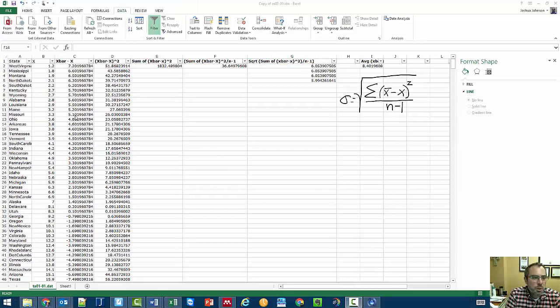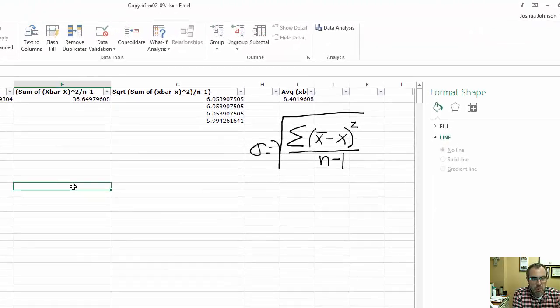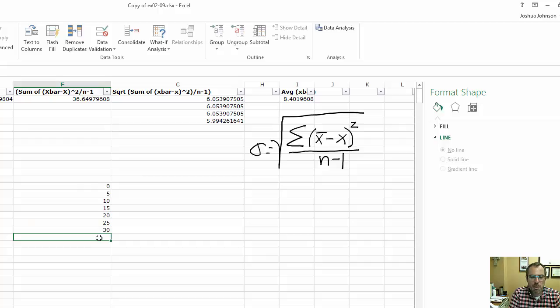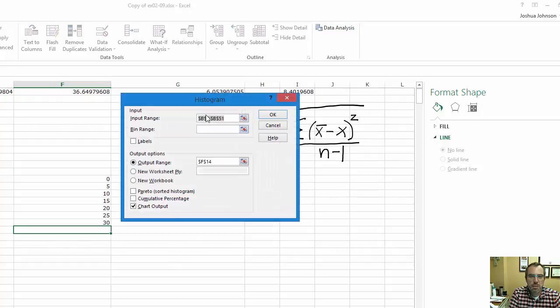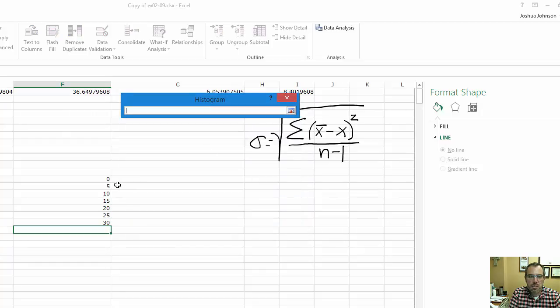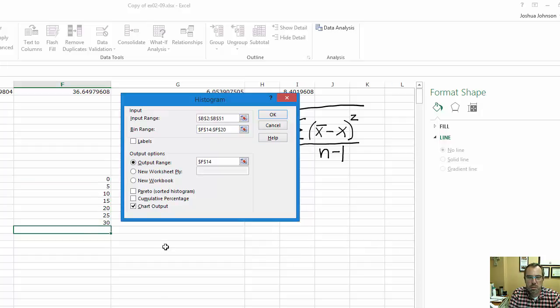All right, so now I just want to show you the graph of this, and instead of just using the regular one, I'm going to define bins. I want bins of 5, just to kind of keep it easier to see. So I've got 0 to 30. That's going to be the bins for my histogram plot. So I'm going to go over to data, data analysis, histogram. Say okay. I want input range there. I want bin range to be these numbers. So it goes from 0 to 30.